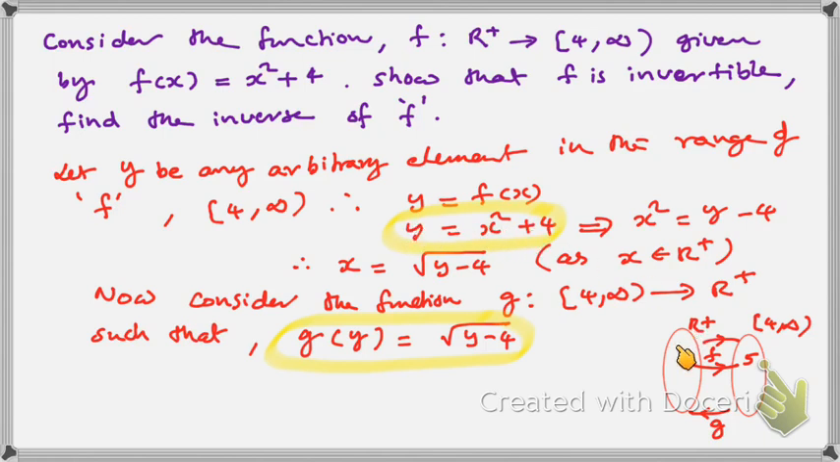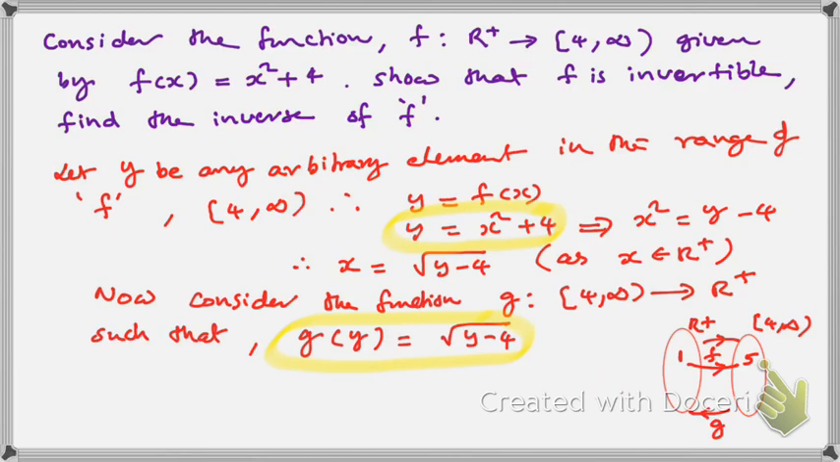F of x is x squared plus 4. So 1 squared plus 4 gives me 5. So under f, 1 will go to 5. Now under g, will 5 come back to 1? Let's check. g of y, g of 5, is root of 5 minus 4, root of 1, which is 1. Yes, it works. But we didn't prove that g is the inverse. That was just verifying that it works.